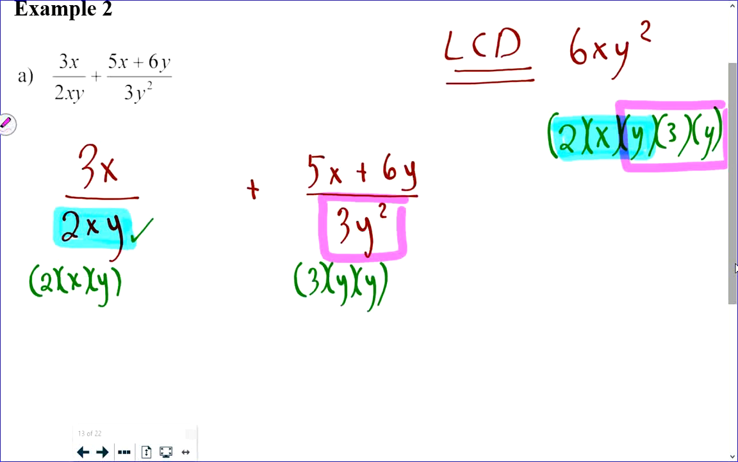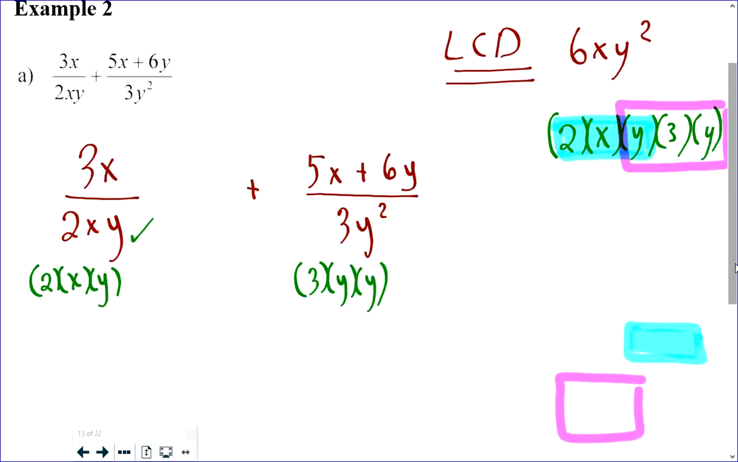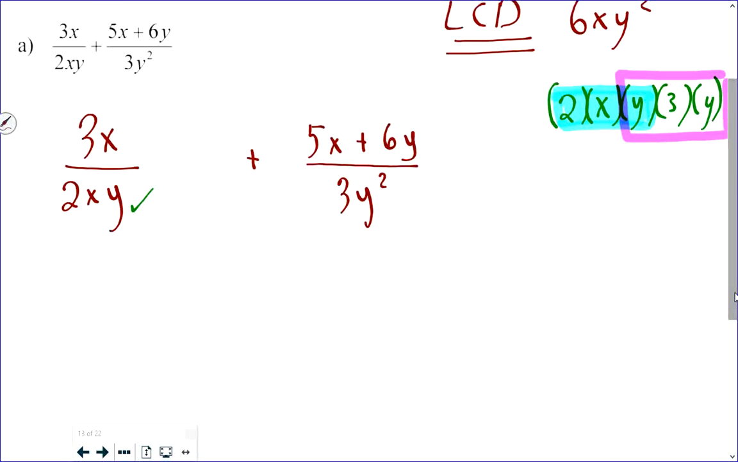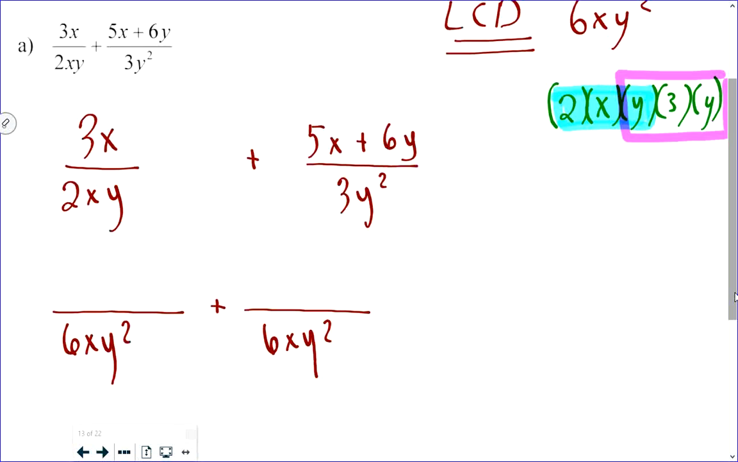So now we're ready to go. I'm going to get rid of this colored stuff. That was just for explanation's sake. You can feel free to do that kind of on the side. Now what I'm going to do is say I have to convert this to 6xy squared on the bottom, and this to 6xy squared. It's just advice, you can take it or leave it. I would resist the temptation to convert these and put them together into one fraction in the same step.